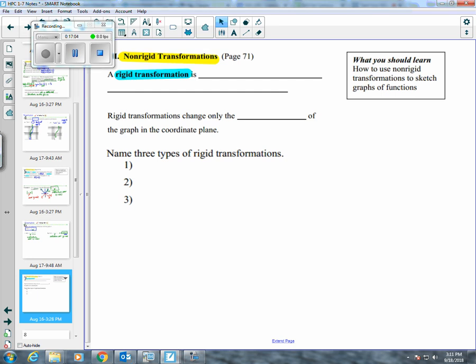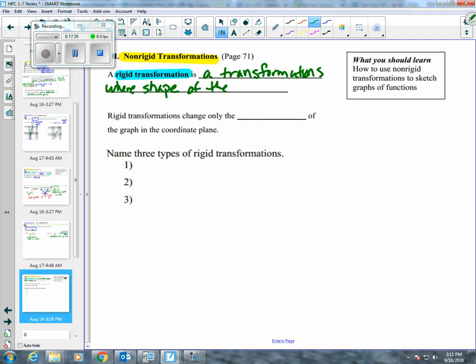Okay, let's talk non-rigid transformations now to finish up our last thing. That means those transformations where the shape of the graph is changed. So the rigid ones, remember, we talked about, those aren't changed. This is a transformation where it stays the same size and shape. So those are the ones we were doing first. The reflections, the shifting left and right, those are all transformations where the shape of the graph is the same. So that shape is preserved.